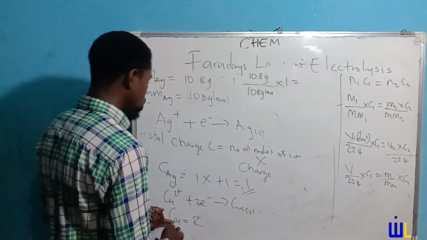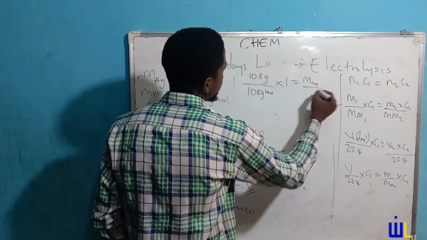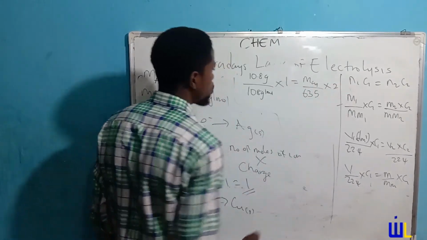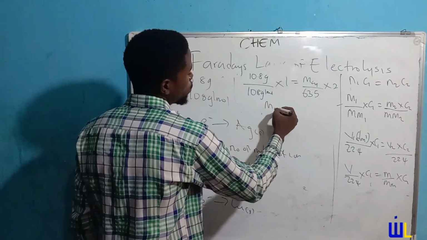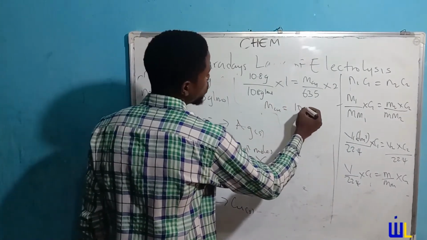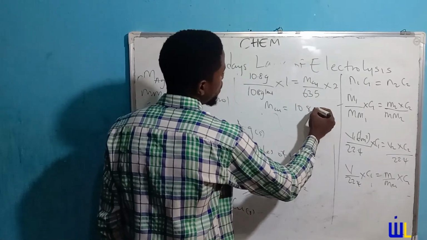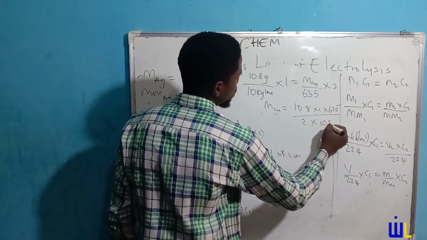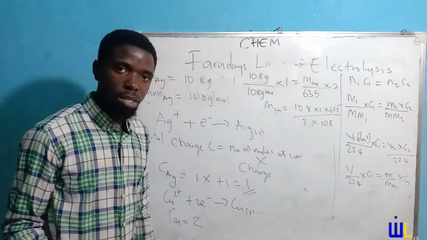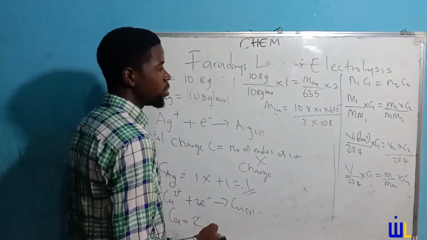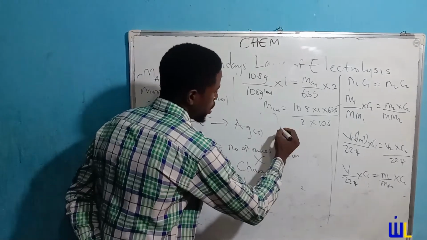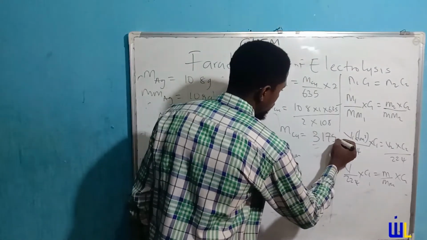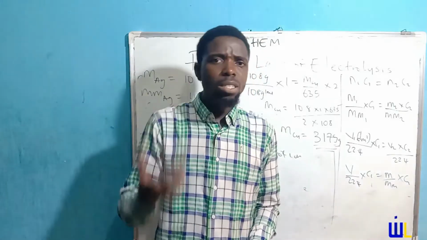In the case of copper, we are looking for the mass of copper. The molar mass of copper is 63.5, multiplied by the charge of copper, which is 2. If we cross multiply, the mass of copper is going to be equal to 10.8 multiplied by 1 multiplied by 63.5, divided by 2 times 108. So with this said, what is going to be our final value? Our final value is going to be, mass of copper equals 3.175 grams.